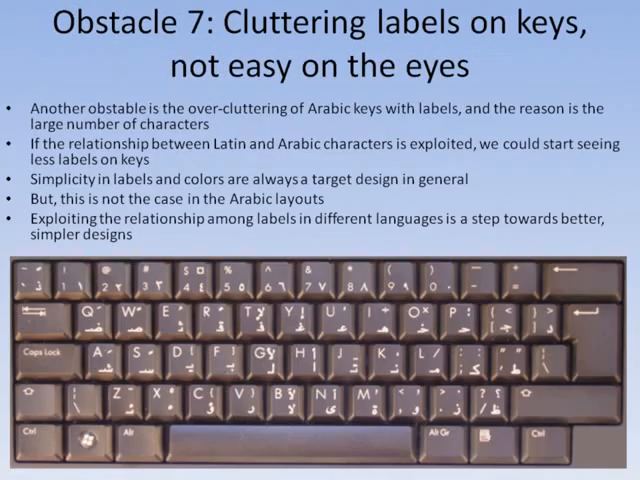The seventh obstacle is related to the overcluttering of key labels, the reason being the overwhelming number of Arabic characters in relation to the number of letter keys. For example, we see that there are about 3 labels per key on the keys tha, qaf, and fa. If the relationship between Latin and Arabic characters is exploited, we could start seeing simpler, less cluttered designs.